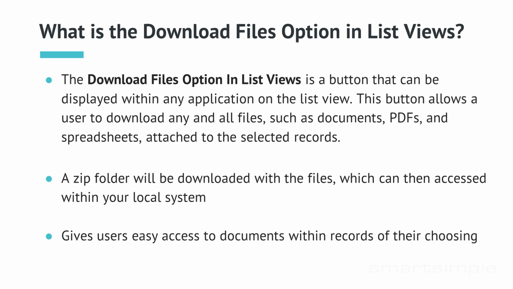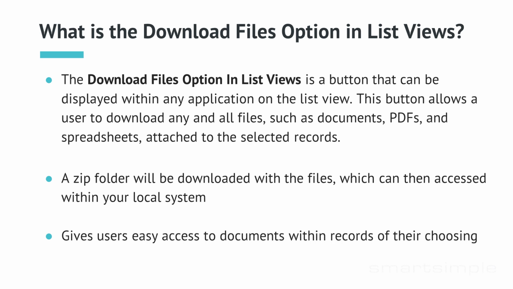The Download Files option in List View is a button that can be displayed within any application on the list view. This option allows a user to download any and all files, such as documents, PDFs, and spreadsheets, attached to the selected records. Once downloaded, a zip folder with the downloaded files will be created and can be accessed within your local system.